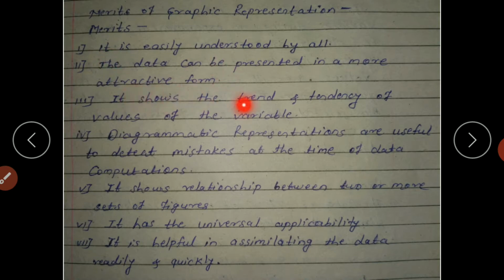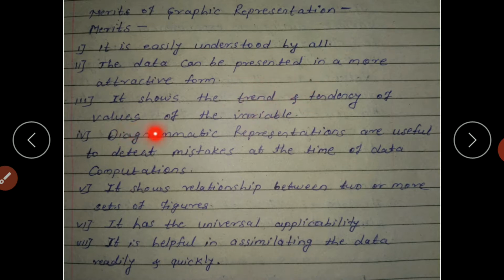It shows the trend and tendency of values of the variable. It shows the specific trends of the information. When we put our information in a graphic representation, it shows how the given data is increasing and how the data is decreasing. We can also compare the information between the variables. This is also a very important point.